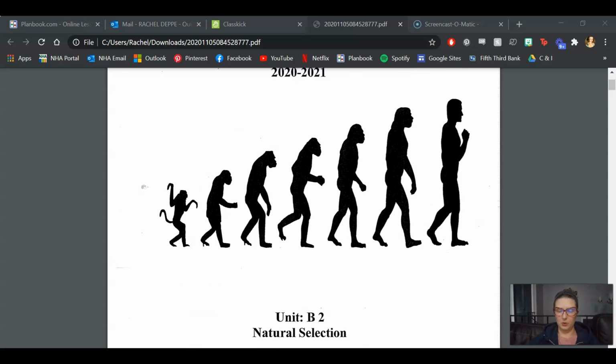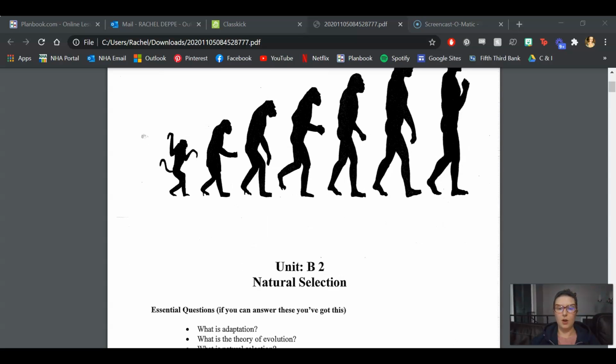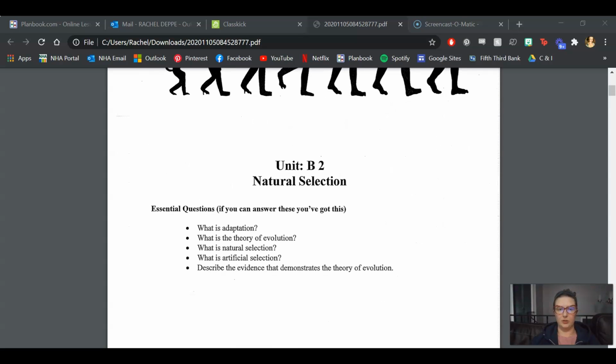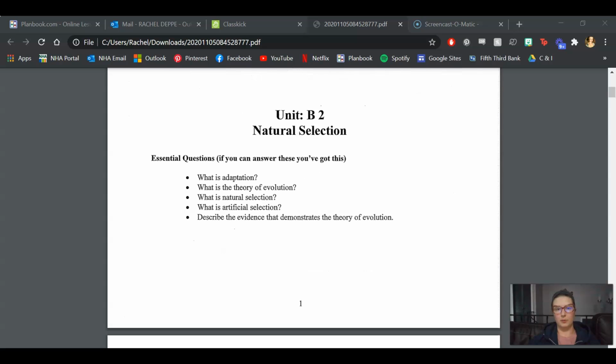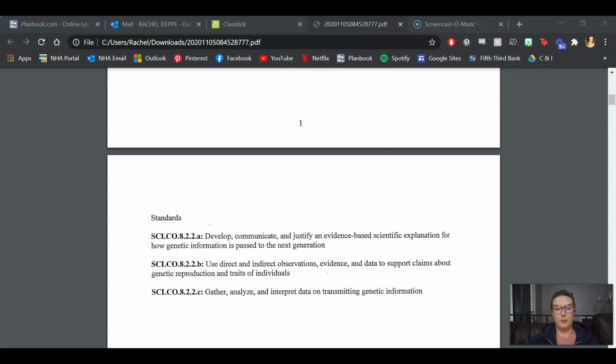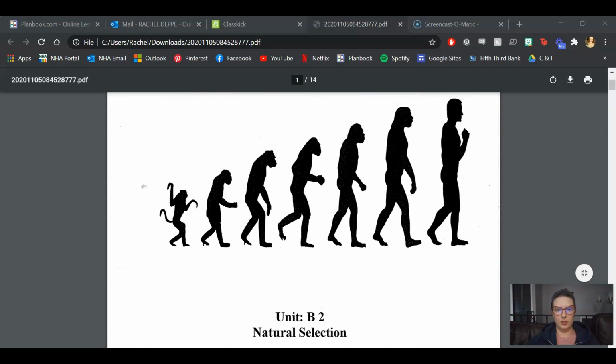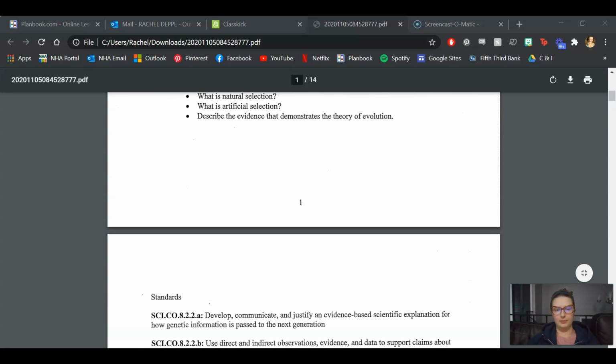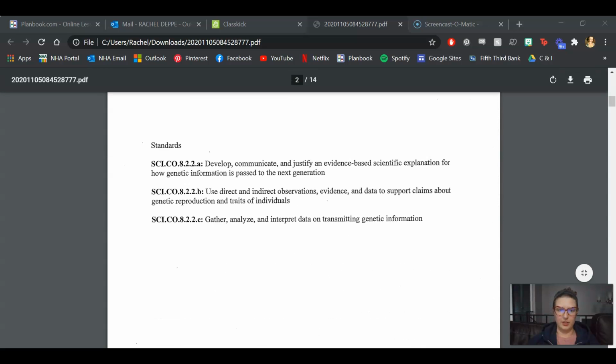We are going to start our next packet for our biology unit. So this packet is about natural selection. So we're going to be learning about these theories and how scientists believe that different species change over time. So this first page is just the cover page, so there's nothing to do on there. These are the standards we're going to be talking about.